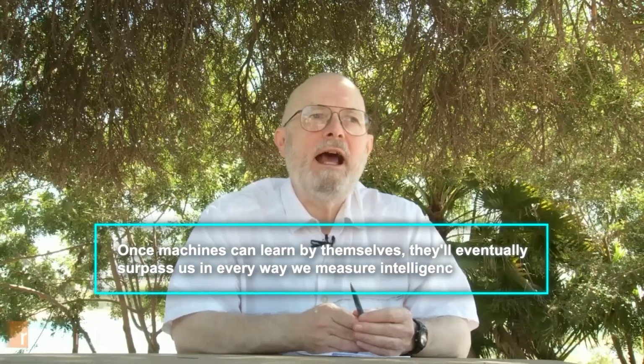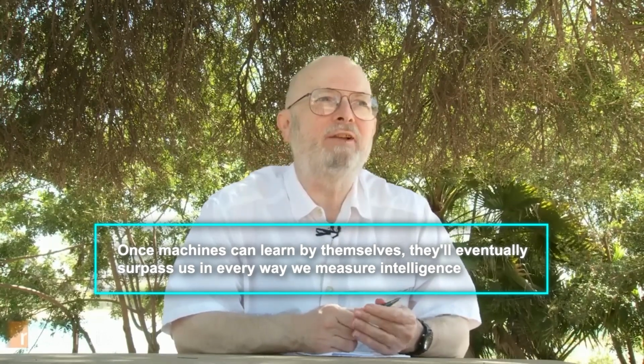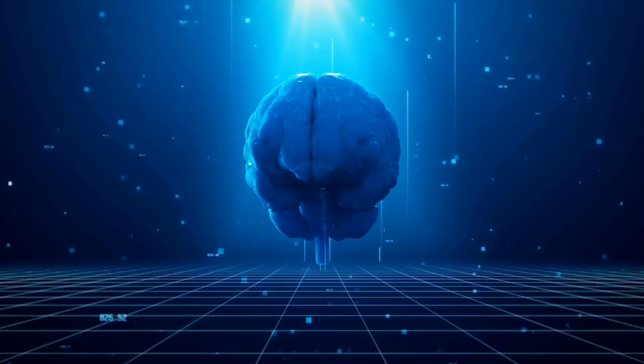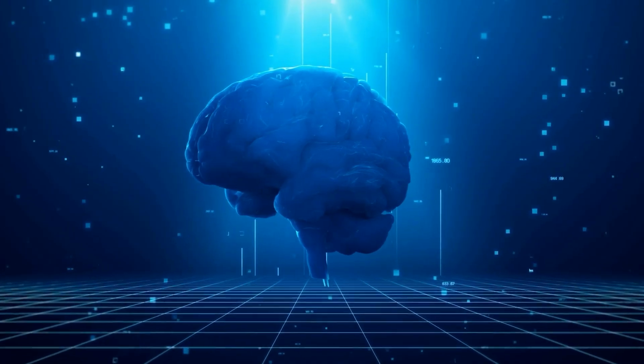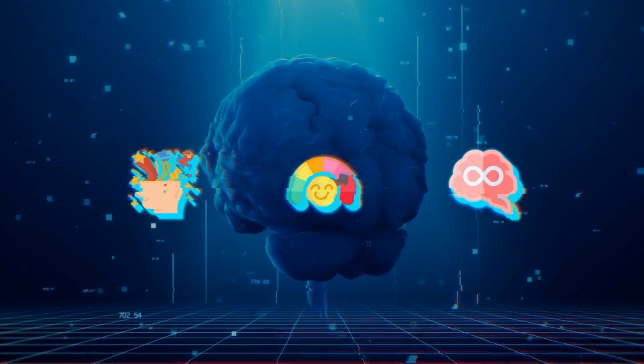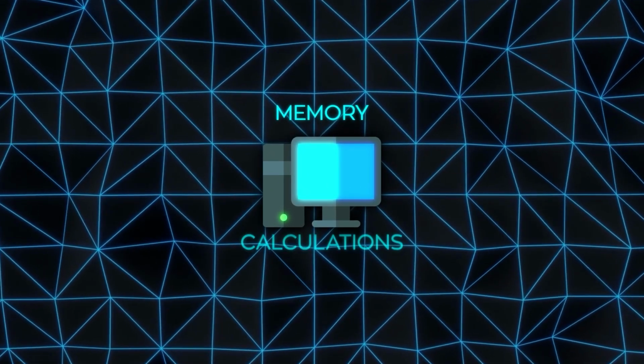The idea of the singularity was popularized by a science fiction author named Vernor Vinge back in the 90s. The thinking goes like this. Once machines can learn by themselves, they'll eventually surpass us in every way we measure intelligence. It's not just about being better at math or having a bigger memory, but about AI that could potentially outthink us on creative, emotional, and philosophical levels. Now, we already know that computers are better than us at things like memory and calculations.